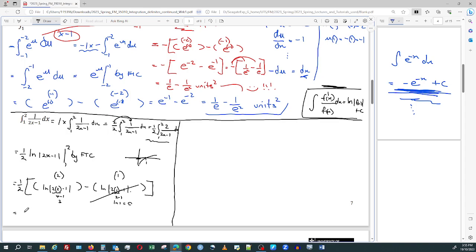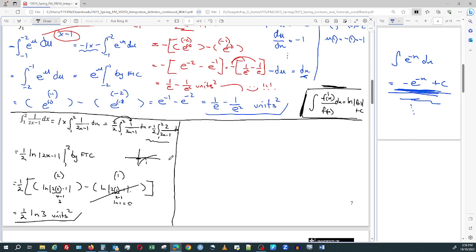And so we end up with a half of the ln of 3 units squared. So the ln of 3 units squared, that's our final answer. Okay? So it's a little bit different in terms of its U substitutions because I'm asking you to remember this quotient rule.